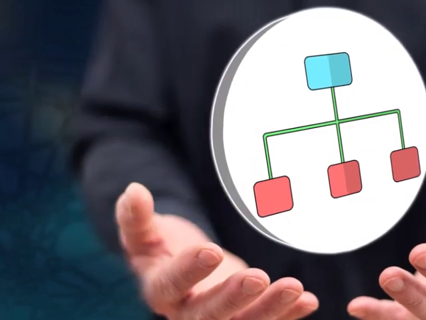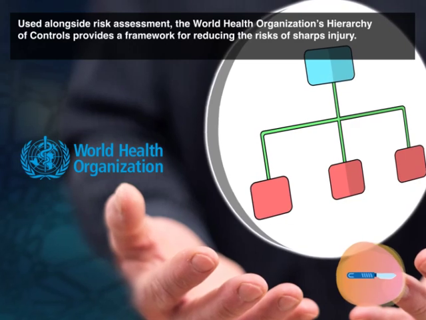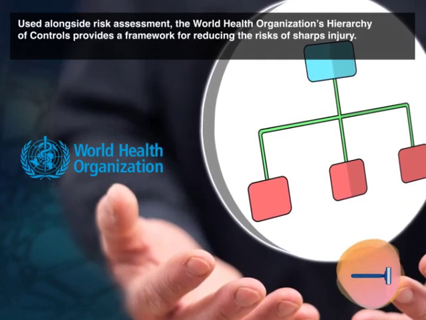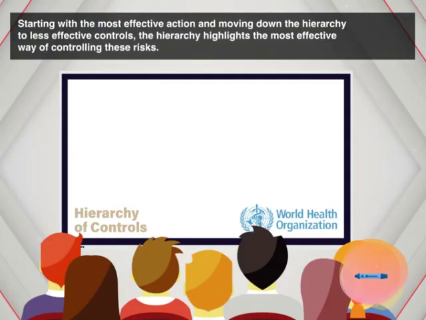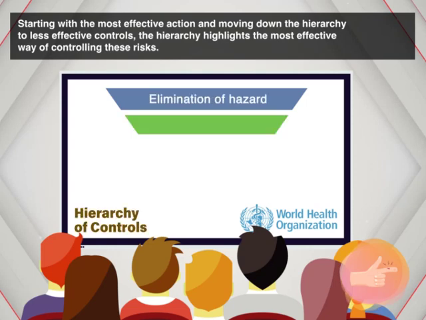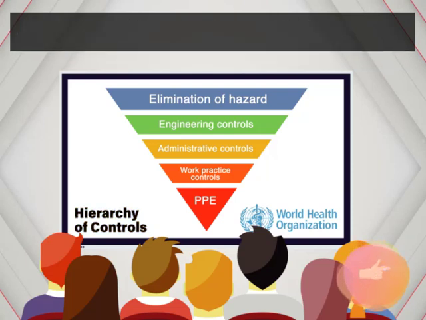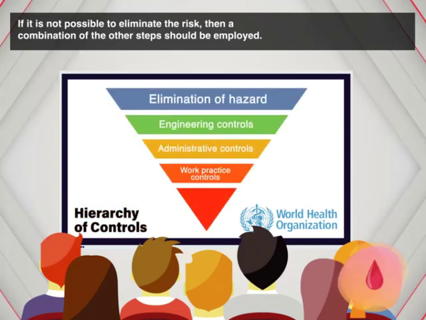Hierarchy of controls. Used alongside risk assessment, the World Health Organization's hierarchy of controls provides a framework for reducing the risks of sharps injury. Starting with the most effective action and moving down the hierarchy to less effective controls, the hierarchy highlights the most effective way of controlling these risks. If it is not possible to eliminate the risk, then a combination of the other steps should be employed.